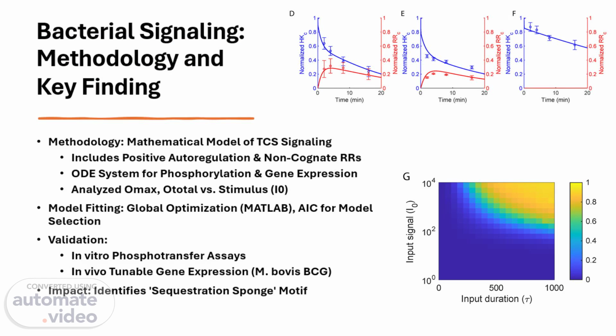We analyzed various aspects of the signal, including maximum output, Omax, and total output, OTotal, in response to different stimulus inputs. Model fitting was achieved using global optimization in MATLAB, with AIC for model selection. Validation was rigorous, involving both in vitro phosphotransfer assays and in vivo tunable gene expression using M. bovis BCG. The major impact was the identification of a sequestration sponge motif, a novel mechanism explaining how bacteria finely tune their response to environmental cues, preventing overreaction to weak signals.